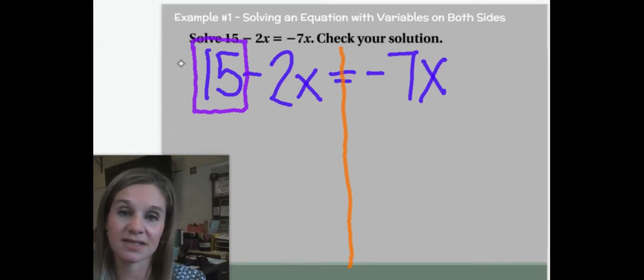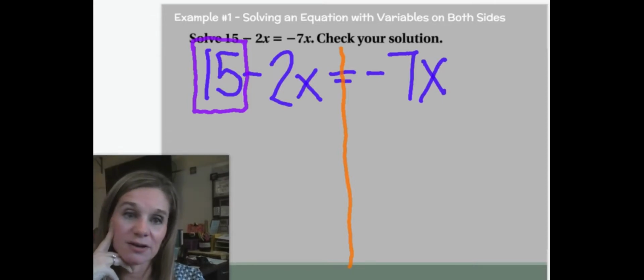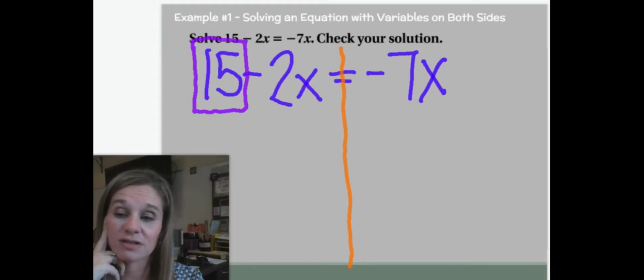This 15 is a constant. It's just a number, and it doesn't have any letters attached to it. So there are no variables. So I'm going to give that a rectangle, a purple rectangle. And I don't see any other terms in this equation that are constant. The rest look like they have the x with them.